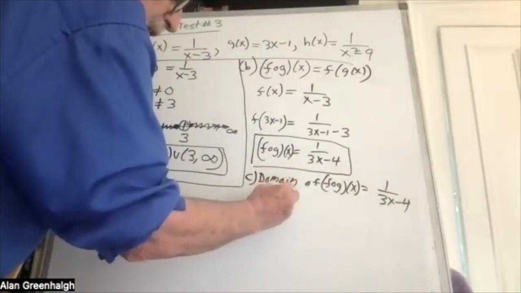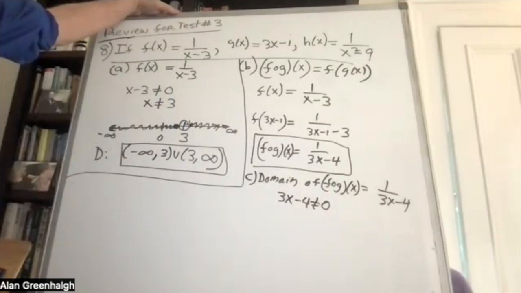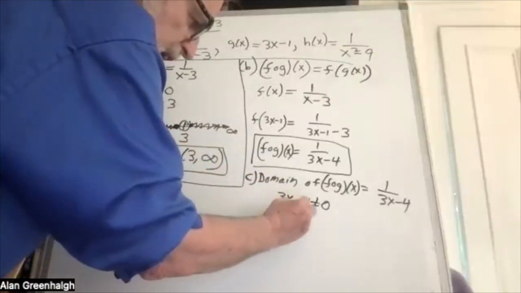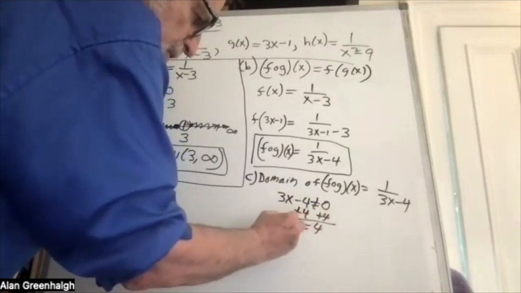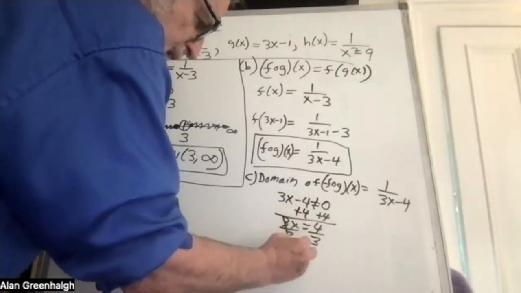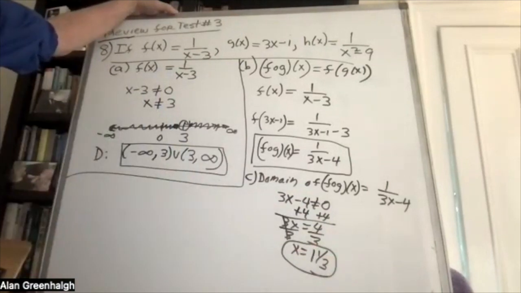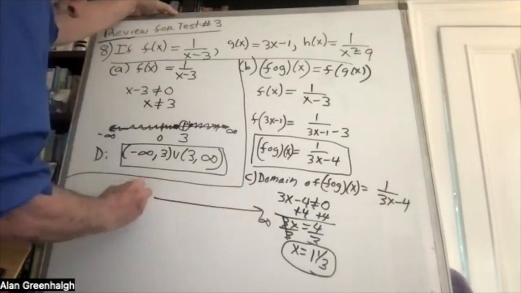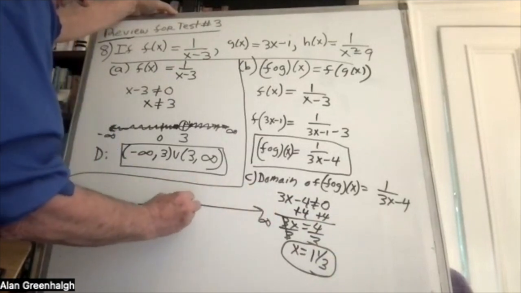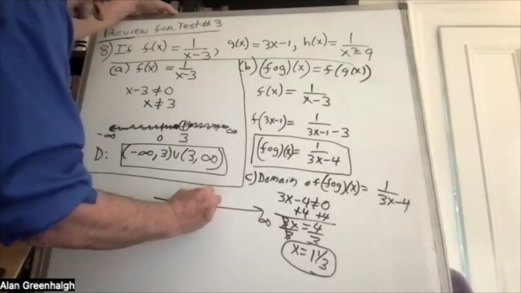The problem is we don't want 3x minus 4 to equal 0. So we say that must be not equal to 0. And we solve. 3x equals 4. Divide by 3. X is equal to 1 1/3. And from here, we create a number line. Here's 1. Here's 1 1/3.